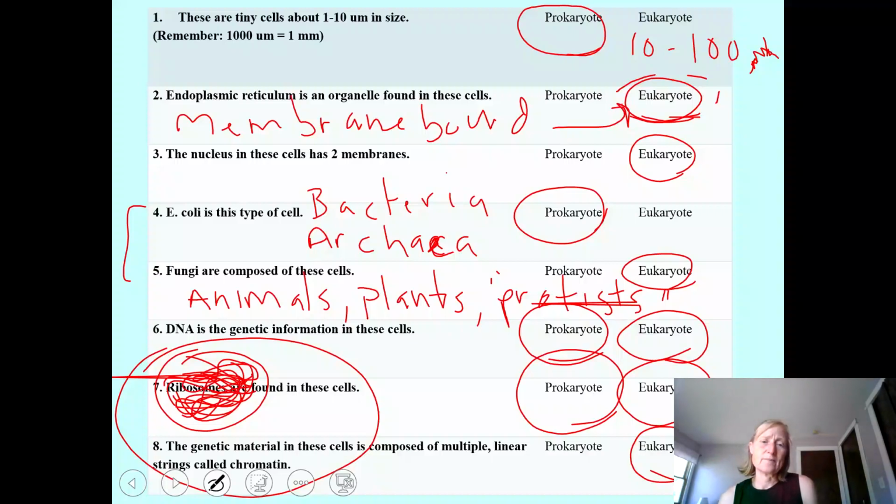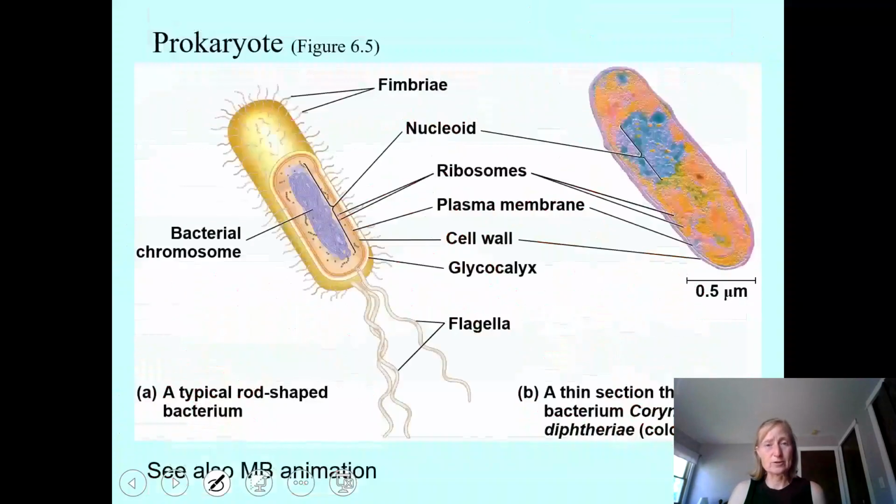Prokaryotes have a nuclear region, and in it they have their DNA, but their DNA is circular. It's still double-stranded, but it's circular. One circular piece of DNA. So they do not have multiple linear strings. Those are the main differences between prokaryotes and eukaryotes.